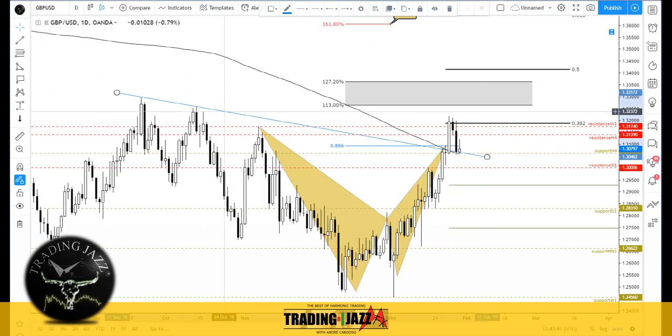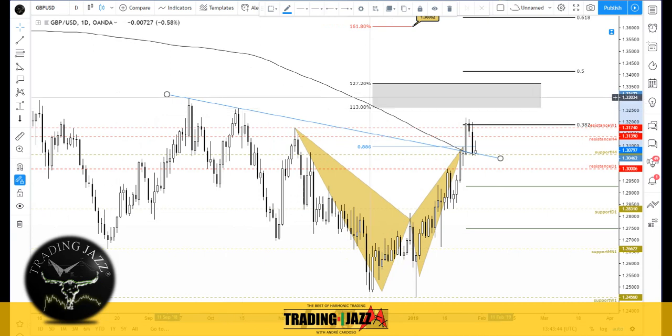Structure support trend line, resistance trend line. It's now a support. It was acting as resistance. The market has decided to break above it. It is now retesting that level. So we have the bat pattern.